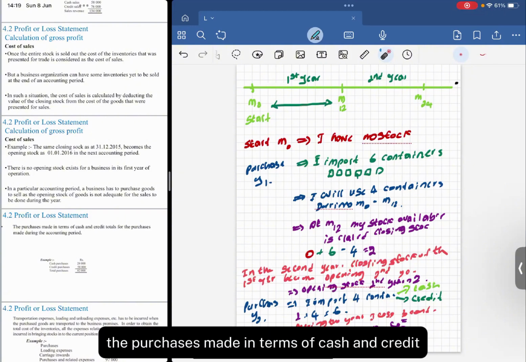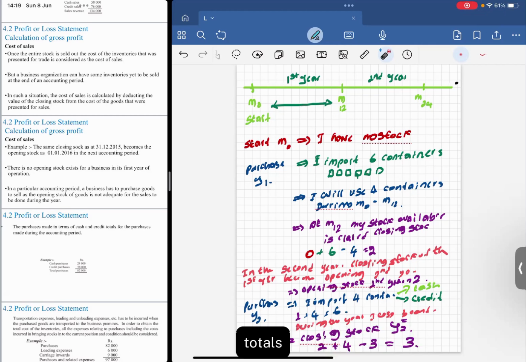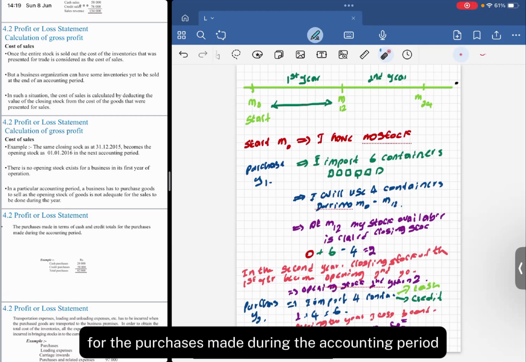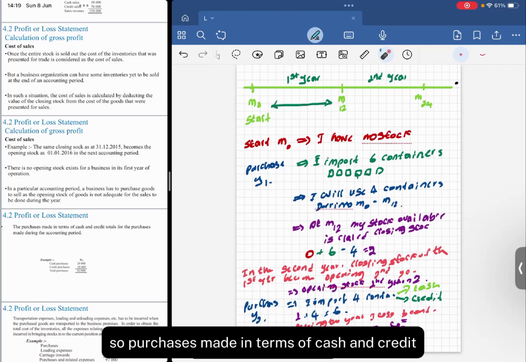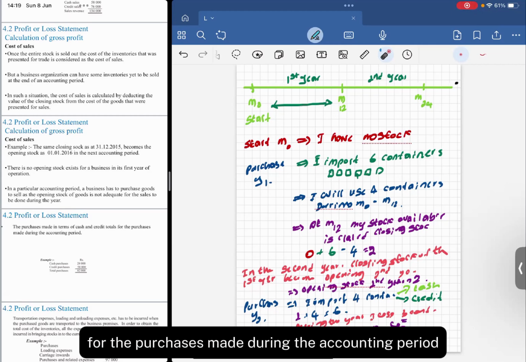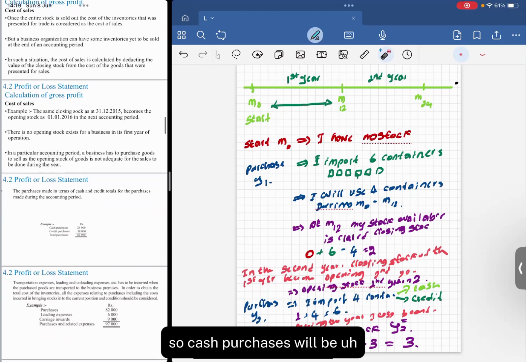The purchases made in terms of cash and credit total the purchases made during the accounting period. See, here I told you, these purchases you can buy in cash and credit. So both these cash and credit purchases will be included in purchases. So cash purchases will be 24,000 and credit purchases 58,000. Then total purchases is 82,000.